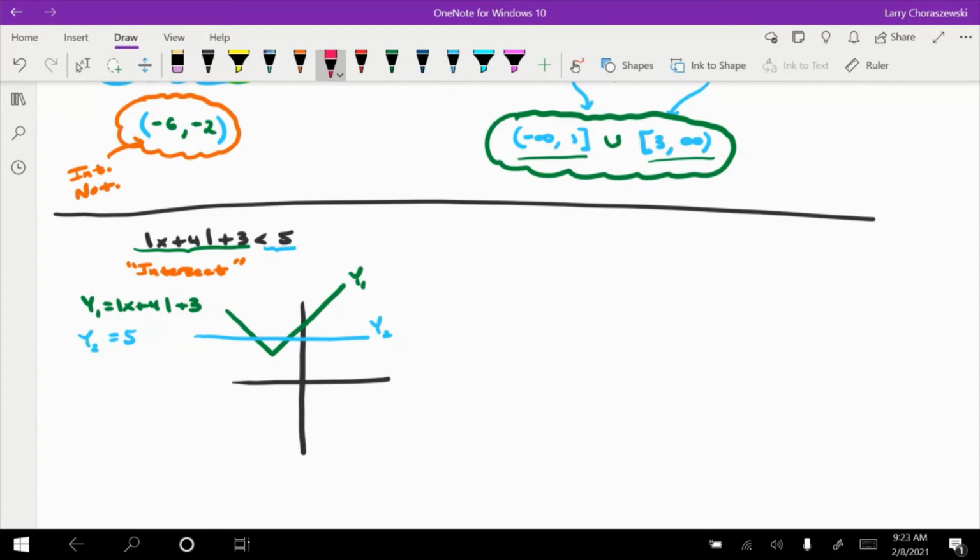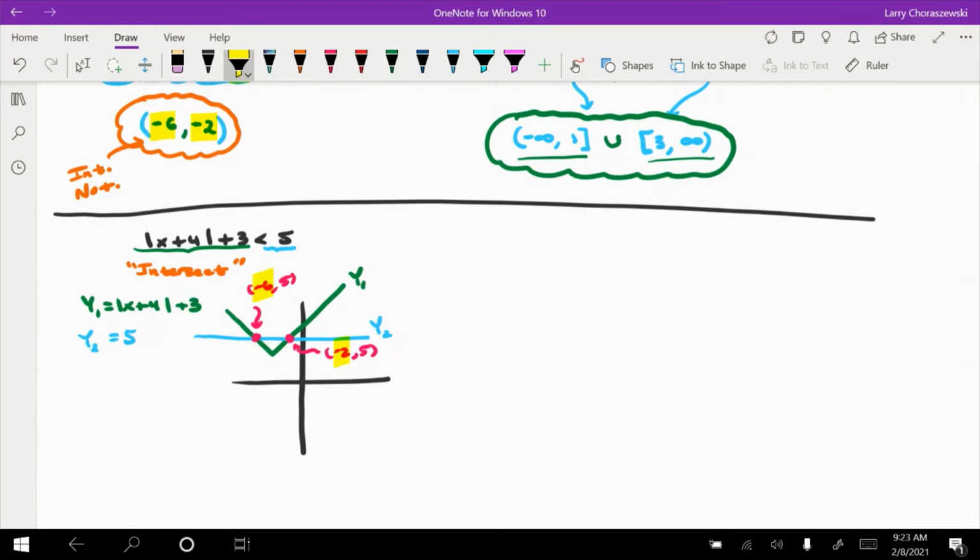We would use the intersect feature to find the 2 points of intersection. And just to save on some time, I'll provide these ones for you. This first point of intersection is at -6, 5. The second point is at -2, 5. And you'll notice that the x-coordinates of each of these 2 points are related to our interval notation. The endpoints of the interval notation involve -6 and -2 as well.